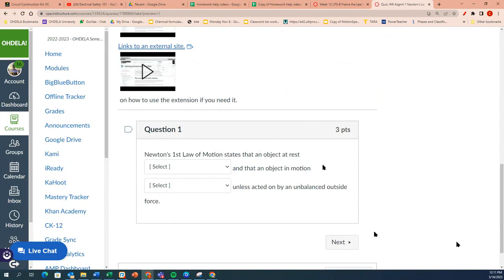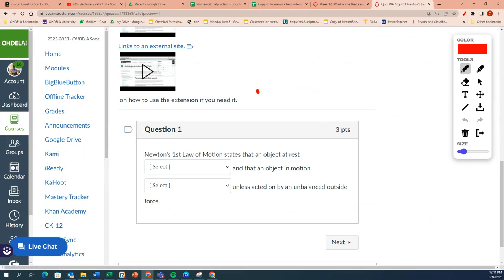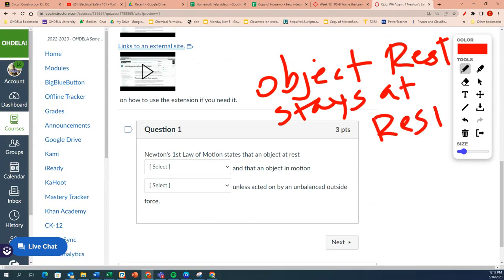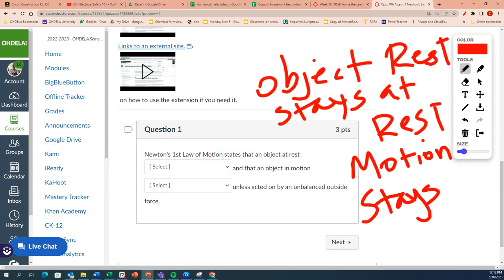Remember, Newton's first law says an object at rest stays at rest. So that is the law of inertia. And an object in motion stays in motion. I'm running out of room there.